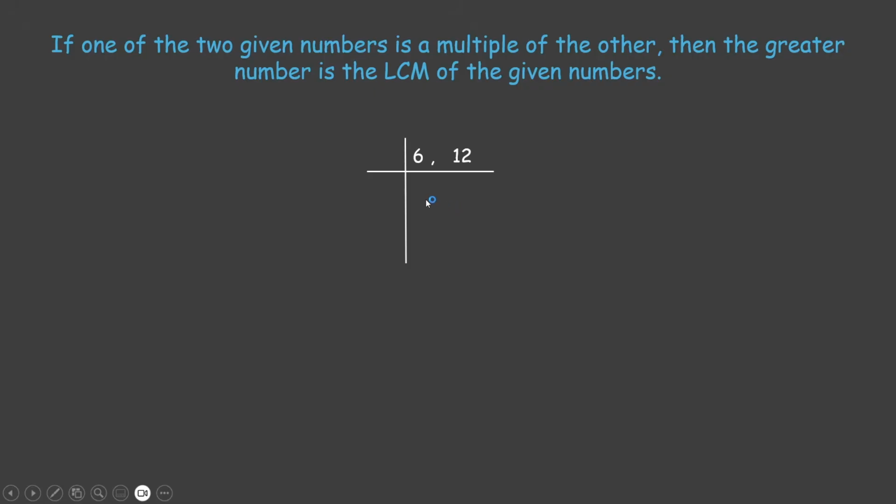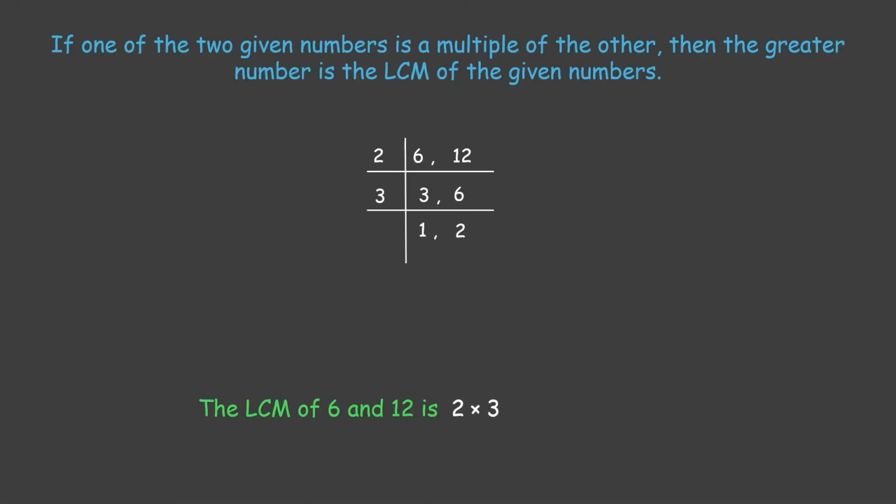We can verify this. These two are even numbers, so they are divisible by 2. We'll get 3 over here, and over here we'll get 6. Now, 6 is divisible by 2, but 3 is not. But both of these numbers are divisible by the next prime number, which is 3. So we get 3 into 1 is 3, and 3 into 2 is 6. Now we'll stop over here because the only common factor between 1 and 2 is 1, right? So the LCM of 6 and 12 is 2 into 3 into 1 into 2. 2 into 3 is 6, 6 into 1 is 6, 6 into 2 is 12. So the LCM is 12.